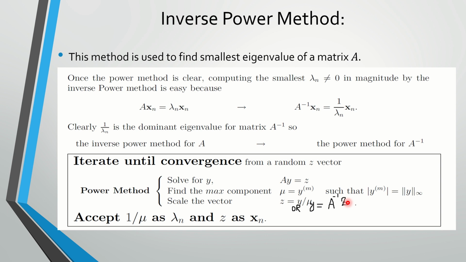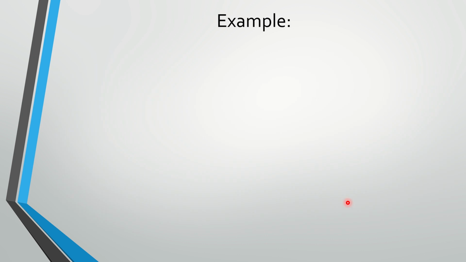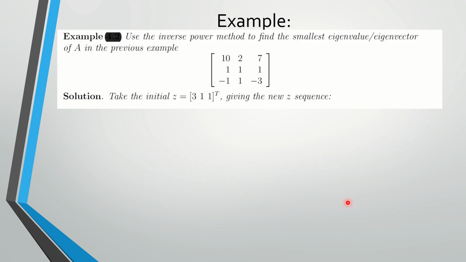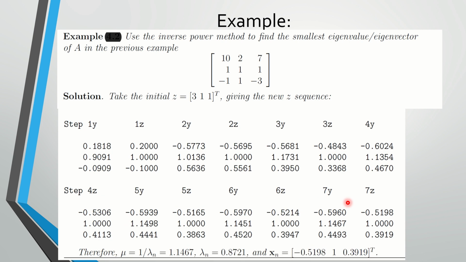You multiply that normalized vector with A inverse again. Is that right? Okay, that's good. So if you want to do the same example we have done a bit earlier, you need to use the inverse power method. If it is not mentioned to use the inverse power method, you have to use it to find the smallest eigenvalue, right? And the process is the same.